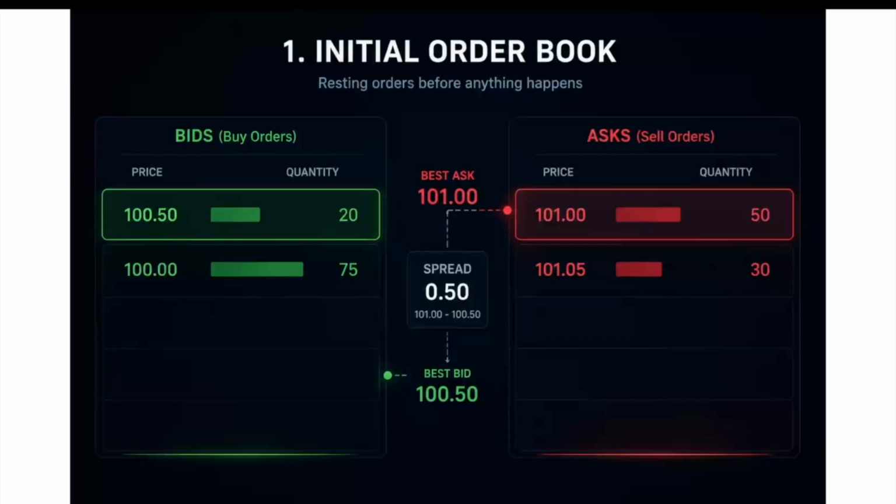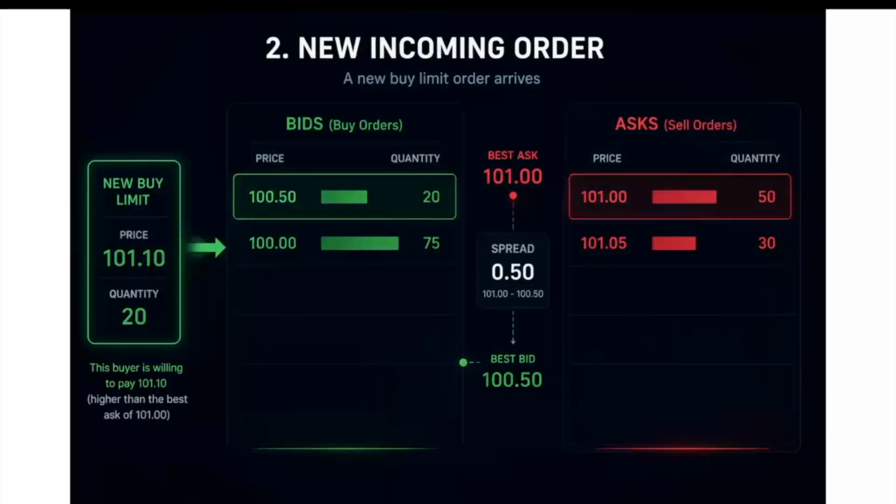So let's say that this is our order book before anything happens. We have two bids, we have two asks, and our spread is currently 0.5. Now, these are all known as resting orders, which means that they have not been matched. That is because the current bid is lower than the lowest ask.